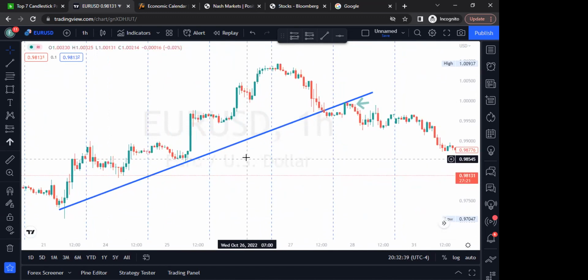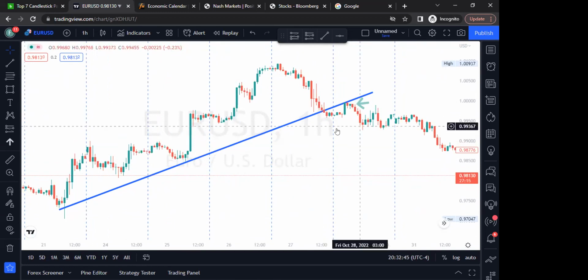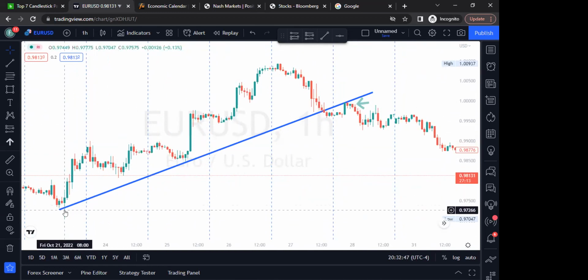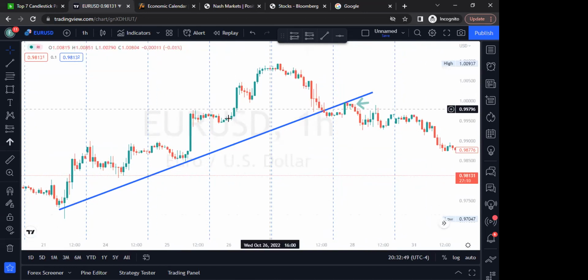All right. So basically, guys, this is how I would approach this market. First, I'll draw out my trend line, which is this.